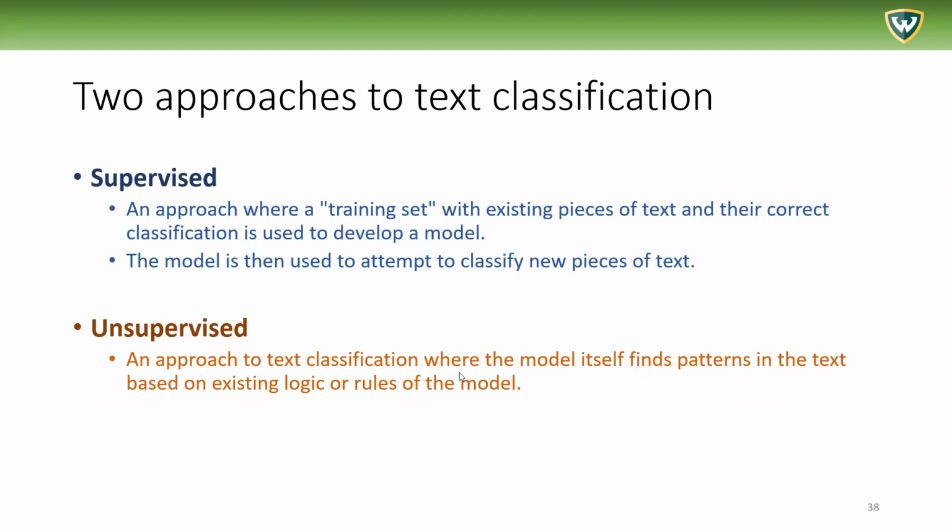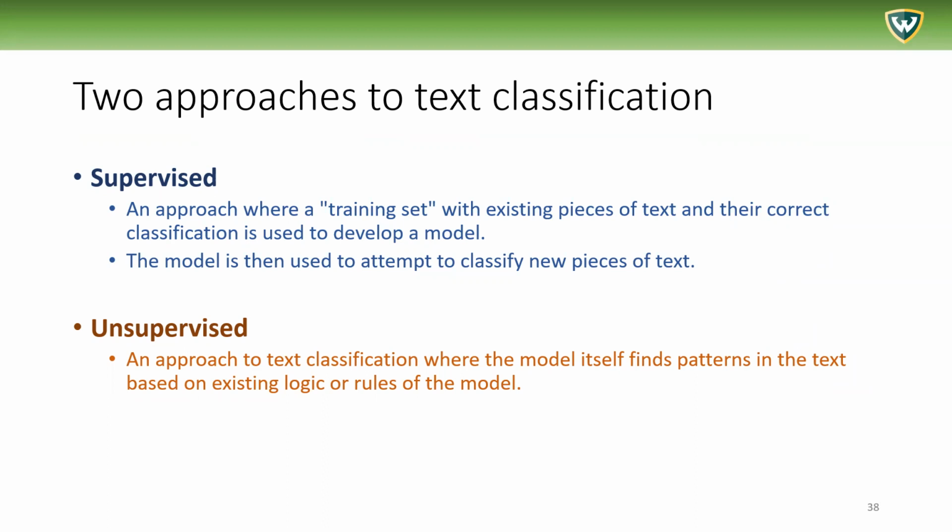So there are generally two approaches to text classification, and they're related to machine learning. That's the supervised and unsupervised. In the supervised approach, we have a training set with existing pieces of data and their correct classification. We use that to develop a model, and then the model is used to attempt to classify a new piece of text. We have discussed this in the context of machine learning in general.